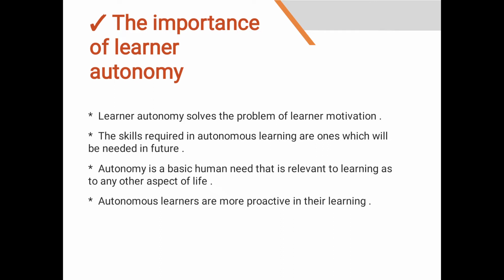because the efficiency and effectiveness of the autonomous learner means that the knowledge and skills acquired in the classroom can be applied to situations that arise outside the classroom, not only in the classroom. Third, autonomy is a basic human need that is as relevant to learning as to any other aspect of life. Finally, since autonomous learners are more proactive in their learning, they will usually succeed, even though they may not always feel positive toward their learning or sometimes lack motivation.